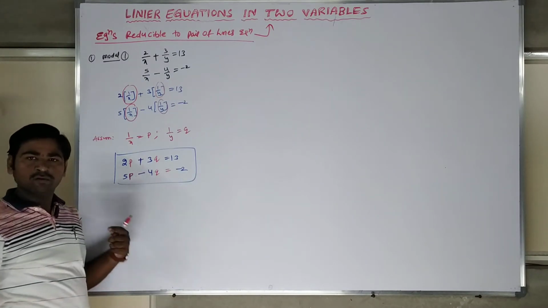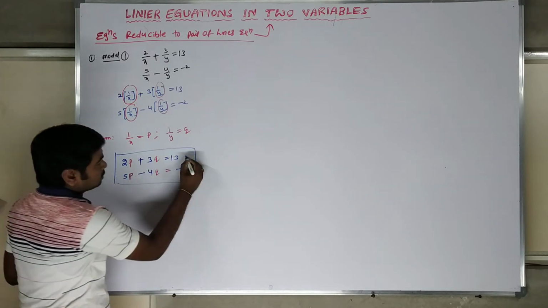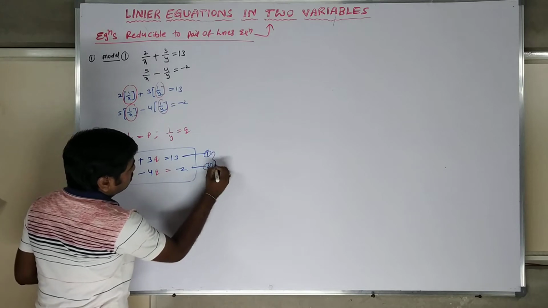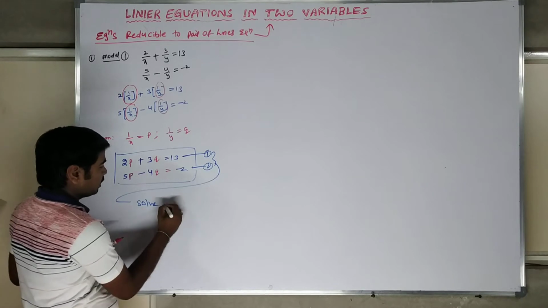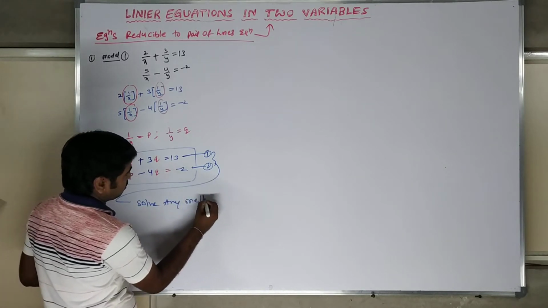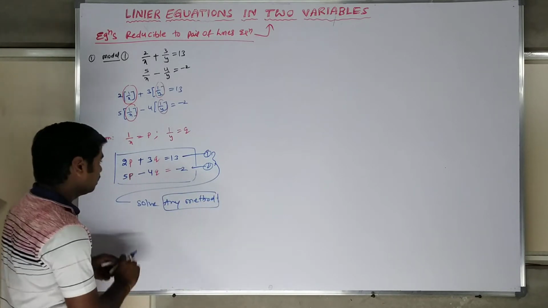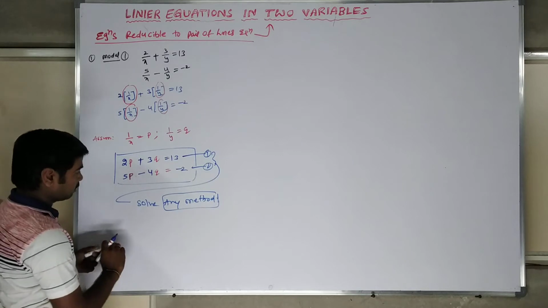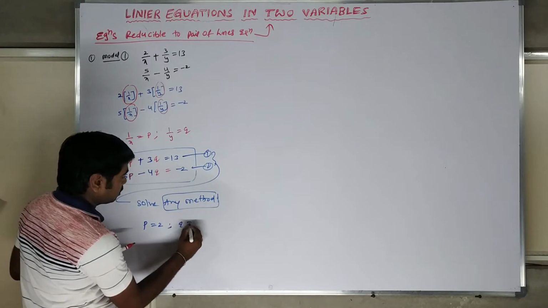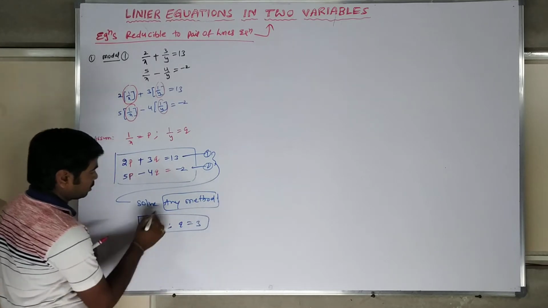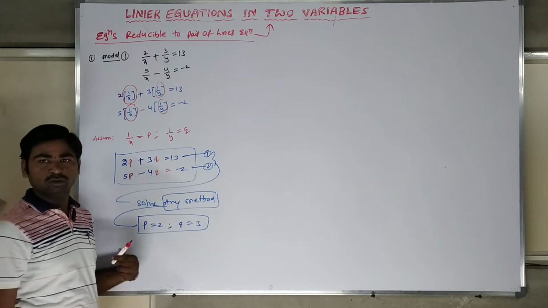Using any one method, graphical, elimination or substitution, you can solve these two equations, equation 1 and 2. No worry about that, whatever method you like. But I already solved it, so I am directly writing the answers. P is equal to 2 and Q is equal to 3. With any method you solve, you are going to get P is equal to 2, Q is equal to 3. I am writing it directly because I don't want to waste our time.